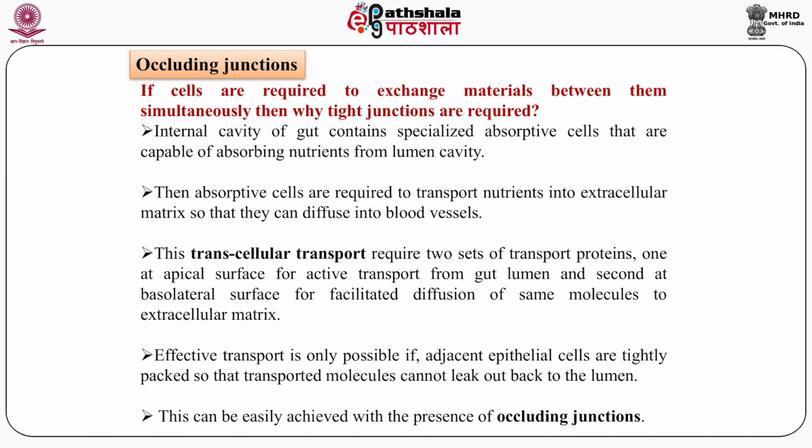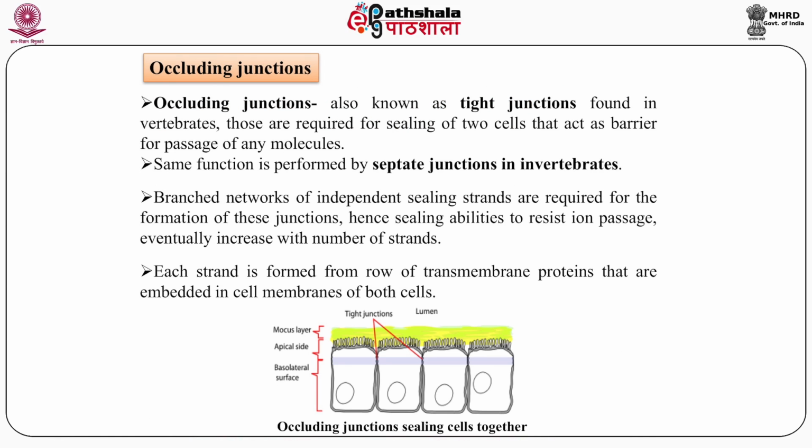This can be easily achieved with the presence of occluding junctions, also known as tight junctions, which were shown in the previous figure as well as in the coming figure. These junctions are found in vertebrates. They are required for sealing two cells, acting as a barrier for the passage of any molecules. The same function is performed by septate junctions in invertebrates.